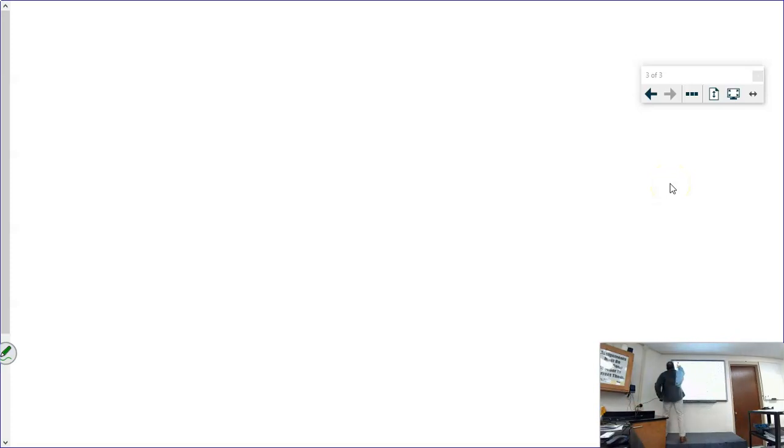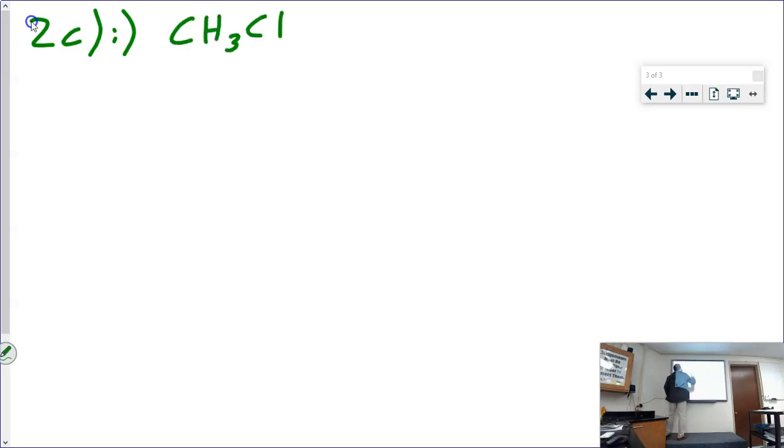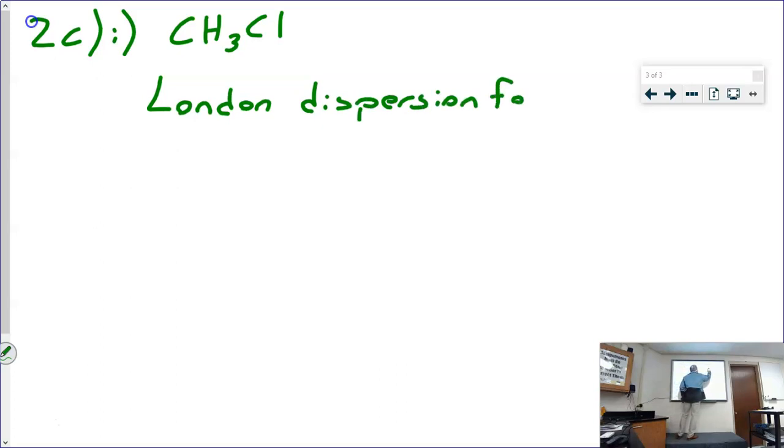So, 2C1. We are looking at CH3Cl. What kind of intermolecular forces are in this molecule? Well, first things first, everything. Absolutely everything has London dispersion forces. We don't even have to think about that. It just is what it is. Doesn't matter what they give you. If they're asking you to identify intermolecular forces, it's got London dispersion. Everything does.